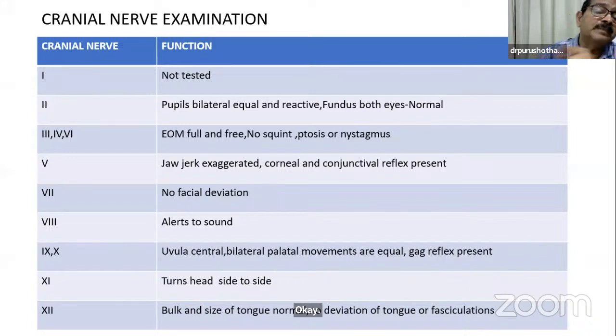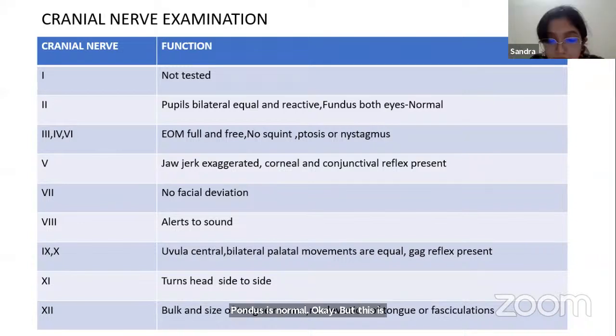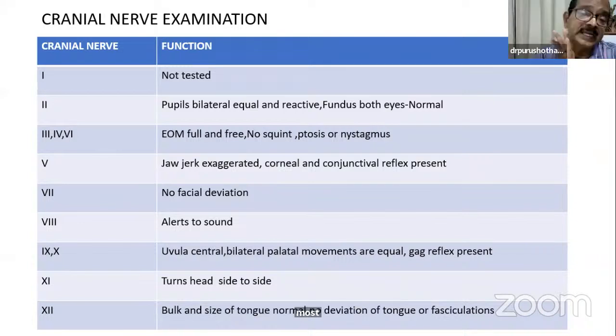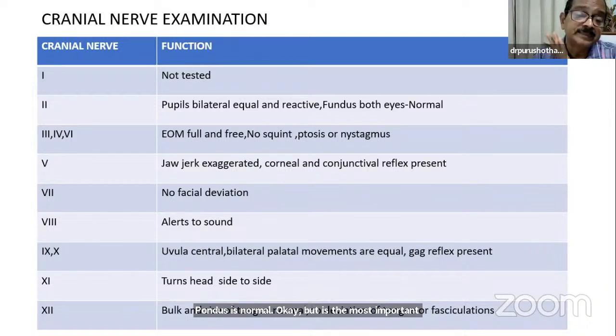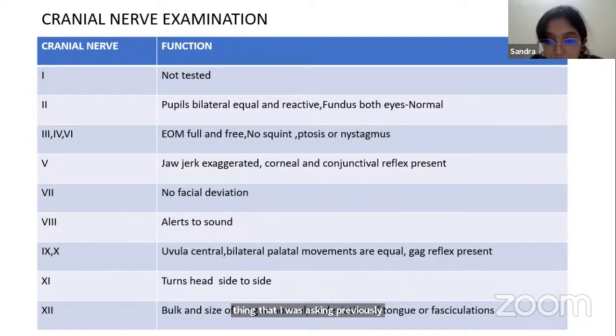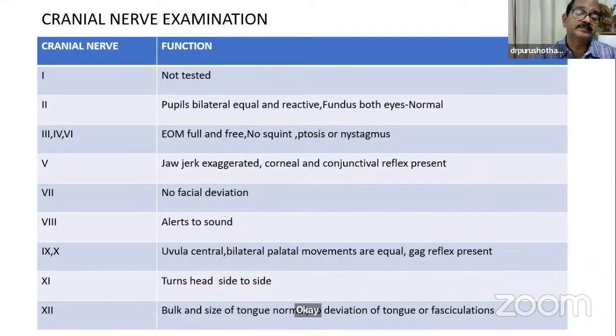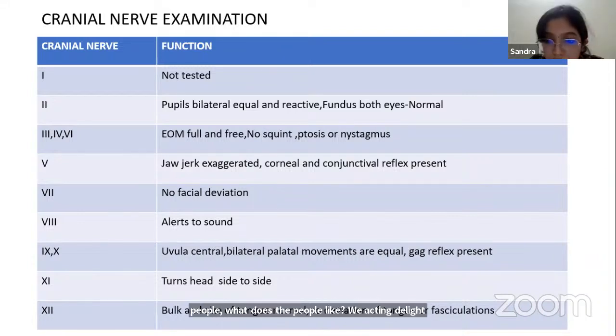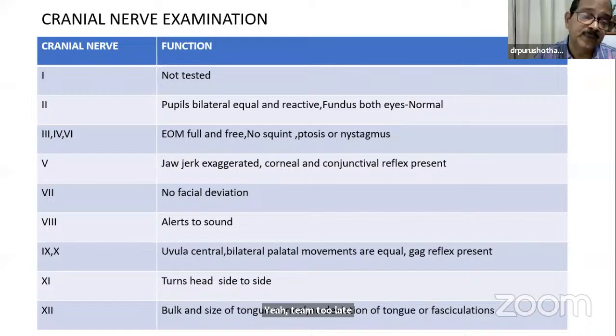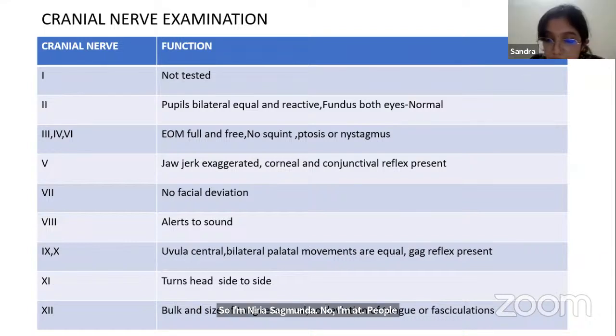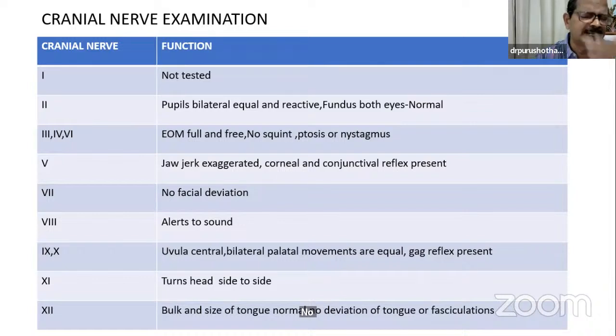What is the most important thing Madam was asking previously? Pupils. What do the pupils look like? Reacting to light. What sort of a visual problem is here? Cortical blindness. So anterior segment normal, pupillary light reflex is normal, fundus is normal. Still the patient is not seeing. Maybe too much of a cognition problem can also lead to this. You may not be interested at all. That also is very possible. Okay.